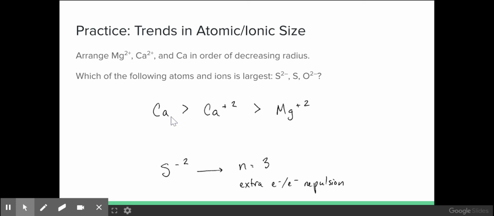Calcium would be the biggest because calcium and calcium 2+ have more energy levels than magnesium 2+. However, calcium has more electrons. Electrons repel each other, which causes calcium to be slightly bigger. And calcium 2+, then magnesium 2+, would be the smallest. S2- is the largest out of this group because the principal quantum number of its valence electrons is 3. So they're the farthest out. Compared to sulfur, sulfur 2- has extra electron-electron repulsion.